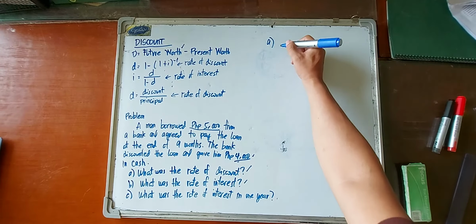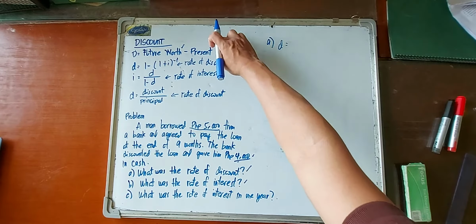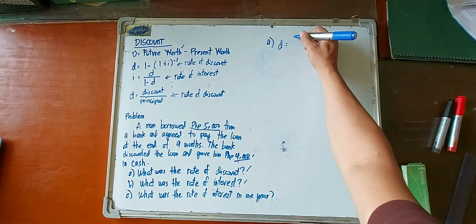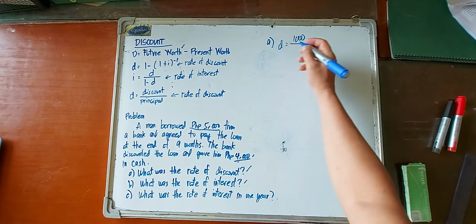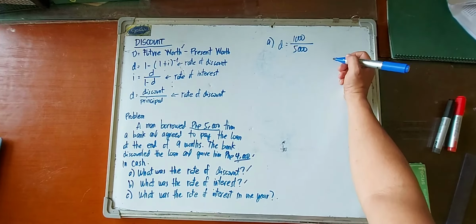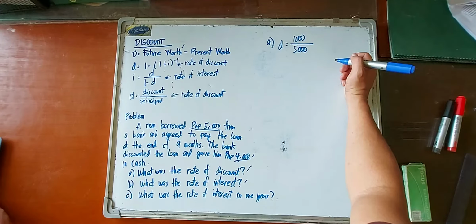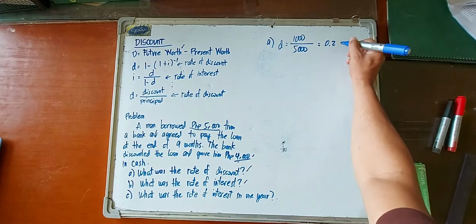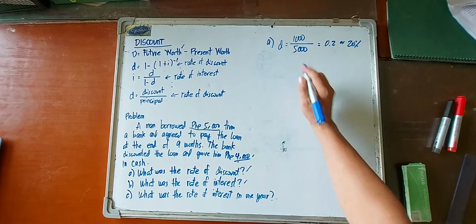So the rate of discount is simply equal to discount over principal. Discount is the difference between the future and present worth, which is 5,000 minus 4,000, that is 1,000, divided by 5,000. Okay, so that is the rate of discount. This is equal to 0.2, or that is 20% yung rate of discount natin.